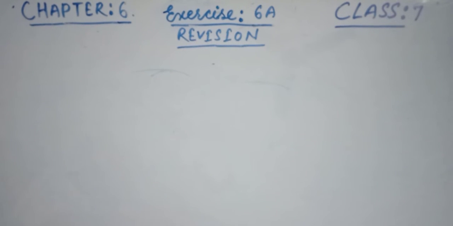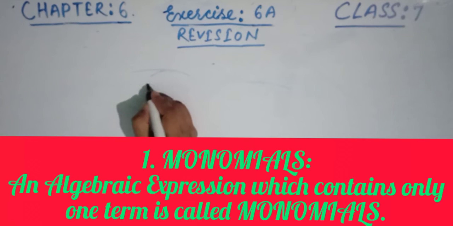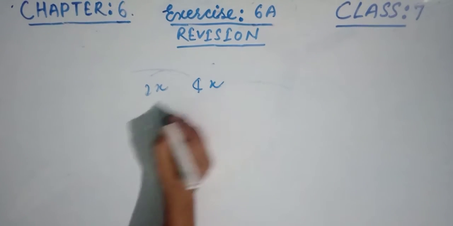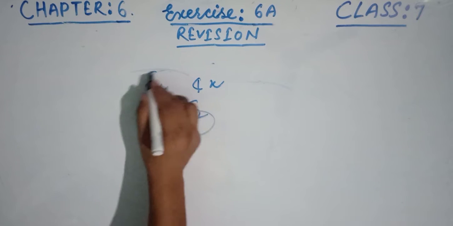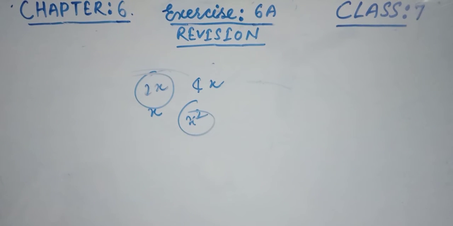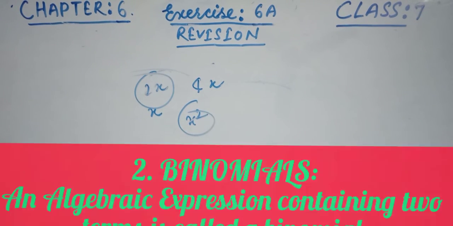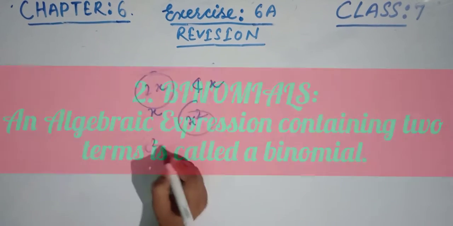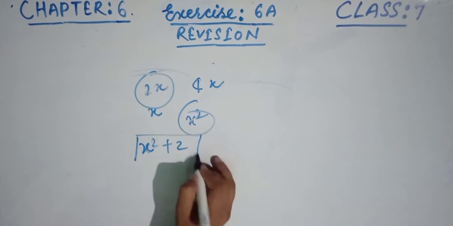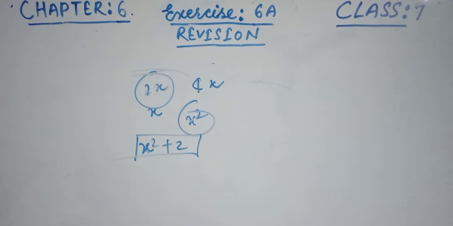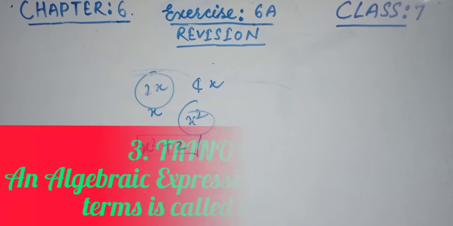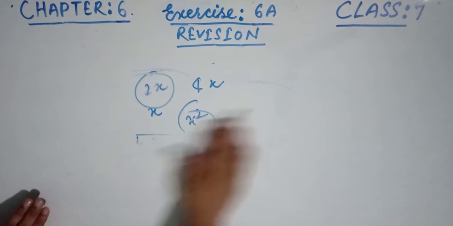So friends, the types of algebraic expression are monomial, binomial, trinomial, quadrinomial and polynomials. Monomial means, friends, an expression having one term is called the monomial. Here is 2x, 4x, only x, x square. These are all monomials, only one term. Binomial means, friends, an expression having two terms is called the binomial. Suppose x square plus 2, this has two terms, friends, and so on. Trinomial, friends, an expression having three terms is called trinomial, okay.